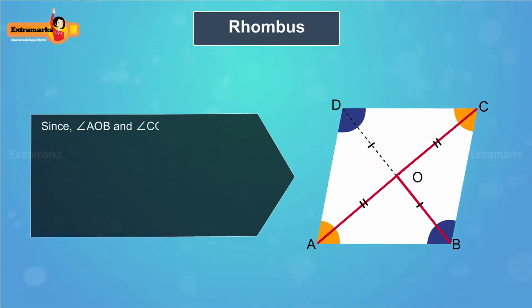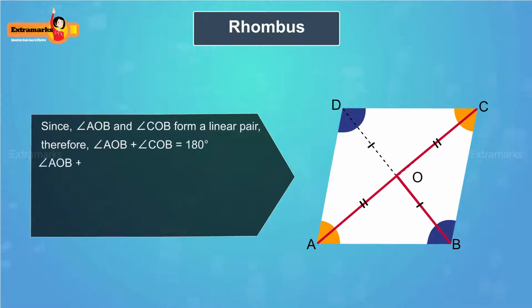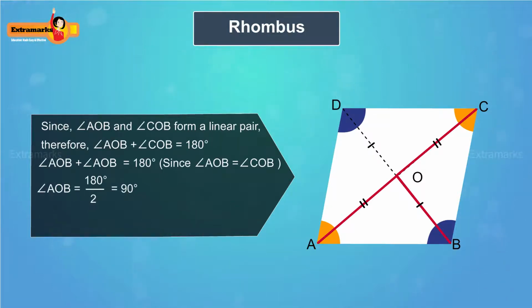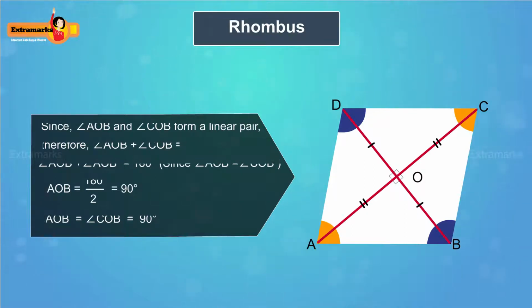Since these two angles form a linear pair, each of them is equal to 90 degrees. In the same way, we can prove all the angles formed at the intersection of the diagonals to be right angles. Thus, the diagonals of a rhombus are perpendicular bisectors of each other.